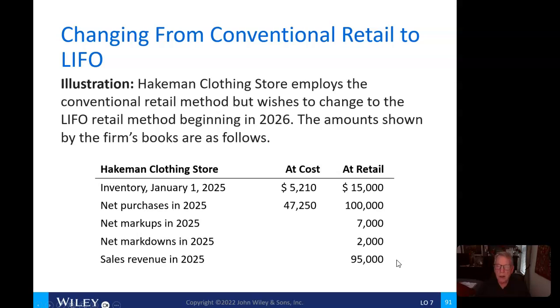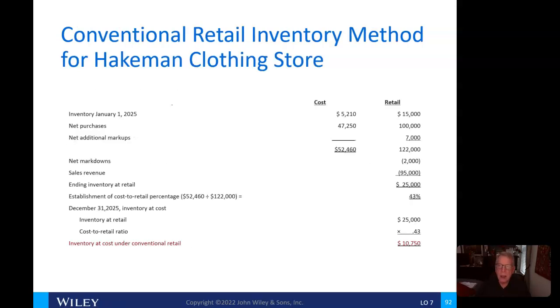All right, let's take a look at that. I think this looks like a good place for us to stop this video. And when we return, we will finish off this chapter and go from there. We'll look at conventional retail inventory method for that I-Chapt clothing store. Until that time, bye for now.